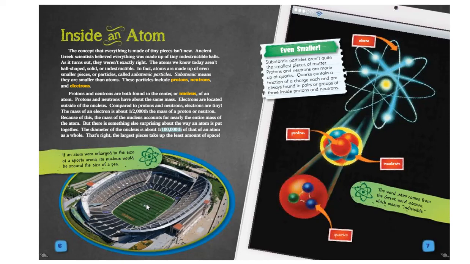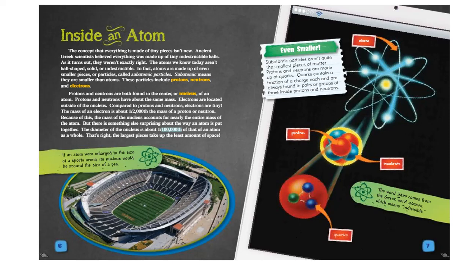So for an interesting fact here, we can see we got a picture of what looks like a football field. And we're told that if an atom were enlarged to the size of a sports arena, like this one, its nucleus, the center mass where the protons and neutrons are, would only be around the size of a pea. A pea being the little vegetable that's like a little green ball. So imagine a tiny little pea at the very center of that football field. That pea would be like the size of the nucleus of the atom, while the entire sports arena would be the size of all the rest of the atom, those big orbits where the electrons swirl around. So it's quite a big disparity there.